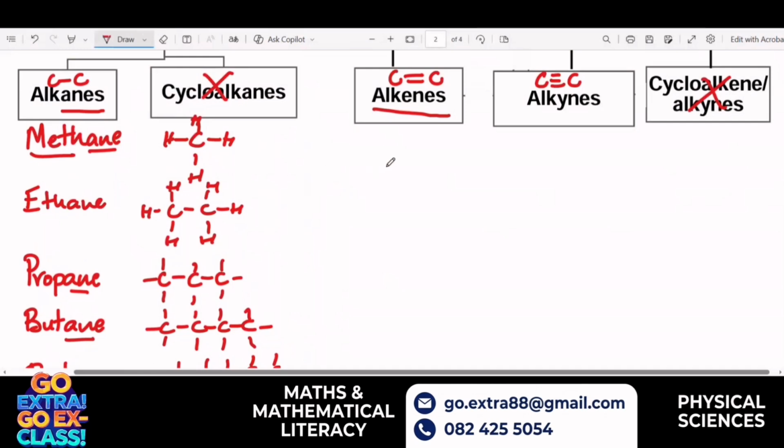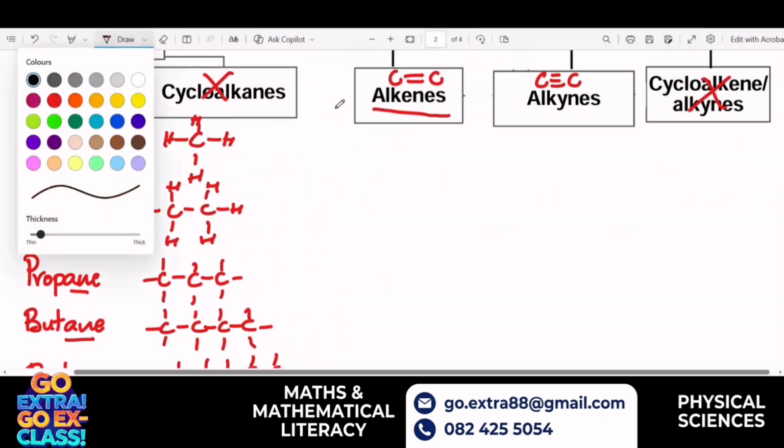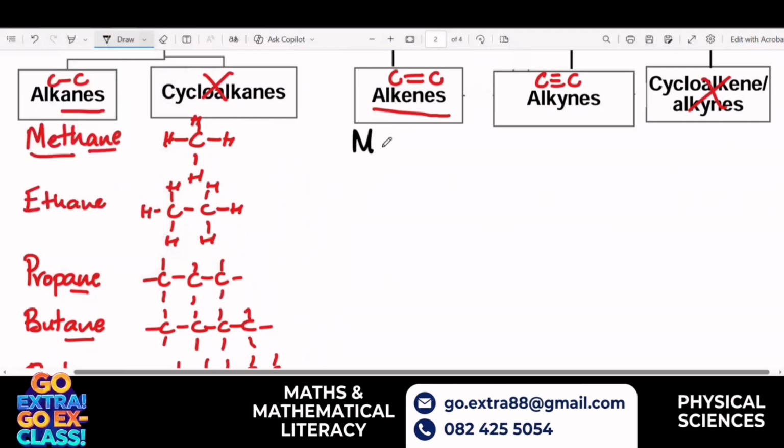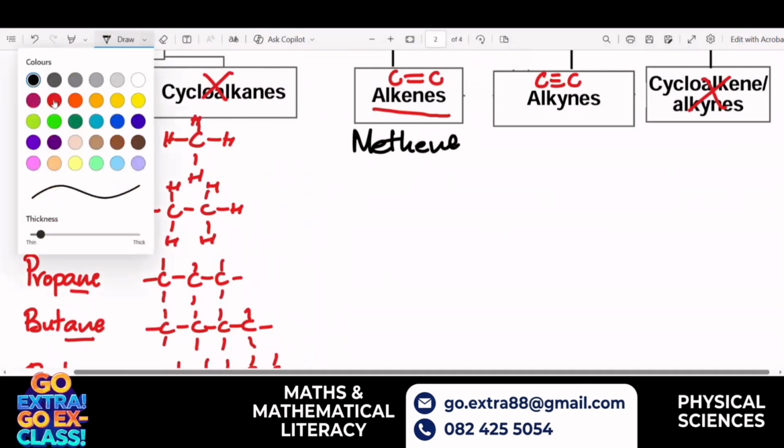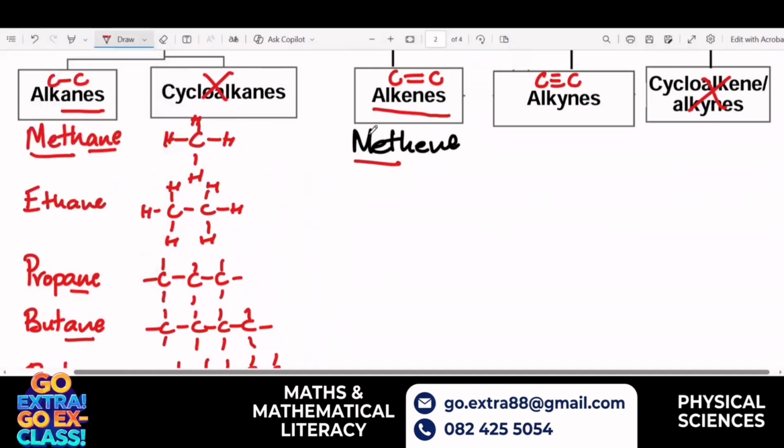Also, we have alkenes. What would be the first alkene that we're going to have here? Definitely we don't have methene, remember, guys, it does not exist. Why don't we have methene? The simple reason is that alkenes are unsaturated. They have a double bond between carbon and carbon. "Meth" means one, so there's no existence of a double bond where there's only one carbon.